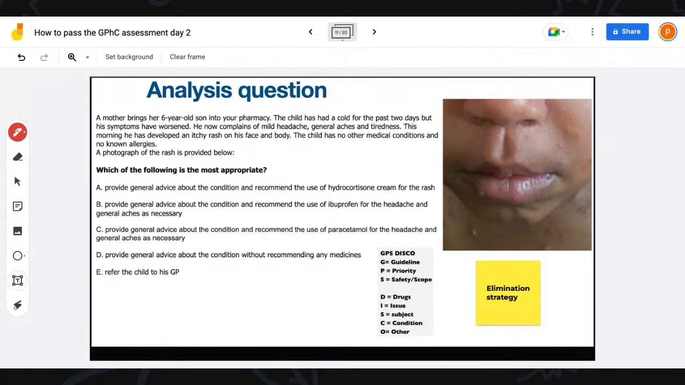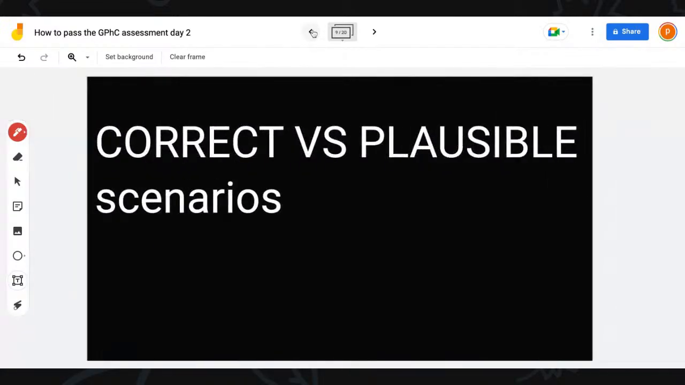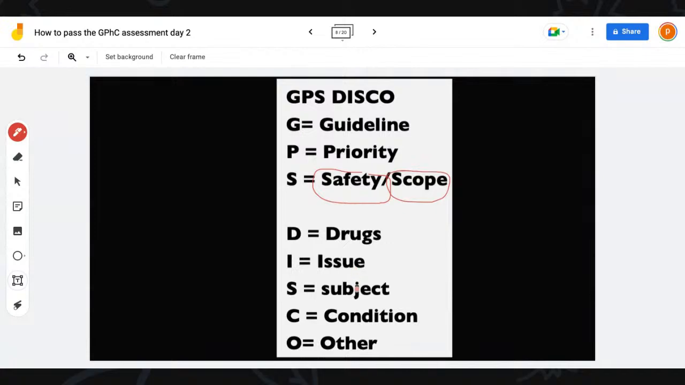Put your answer down. What does DISCO stand for again? So someone has missed it. Make sure you go back. This is what it stands for. I'll just show you. I know someone asked. This is DISCO: drugs, issues, subject, condition, other, and then GPS.